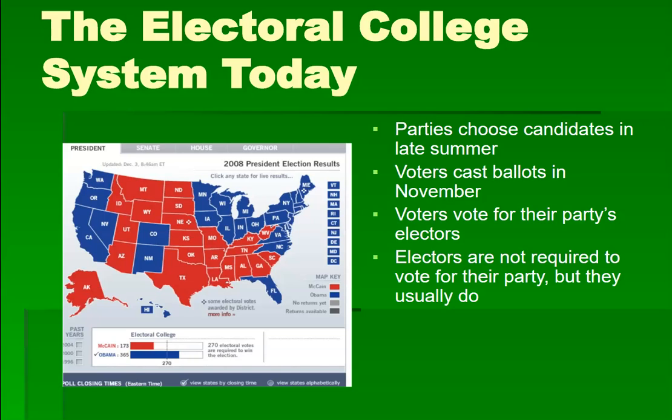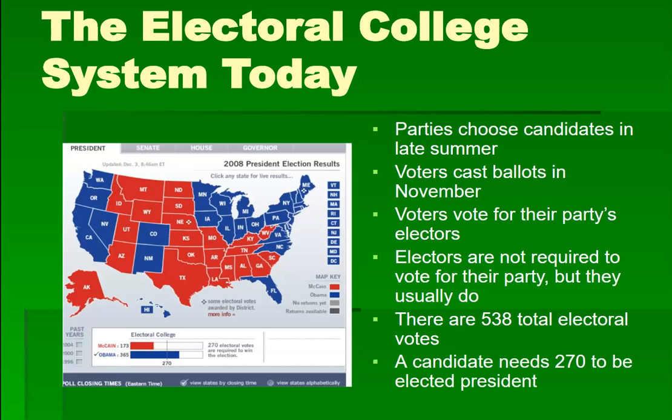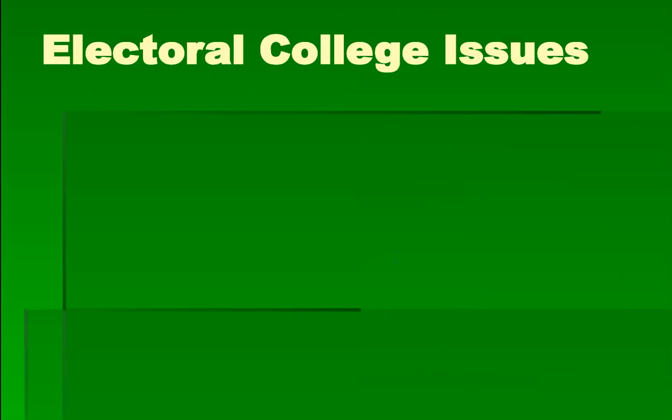Those electors who vote for someone who's not their party are called faithless electors. They've never actually changed the outcome of an election. Most of the time, if you see someone who's a faithless elector, they are, in fact, making a protest vote after the election's already been decided. There are 538 total electoral votes, and a candidate needs 270 to be elected president. 270 is more than half of 538, so that makes sense.